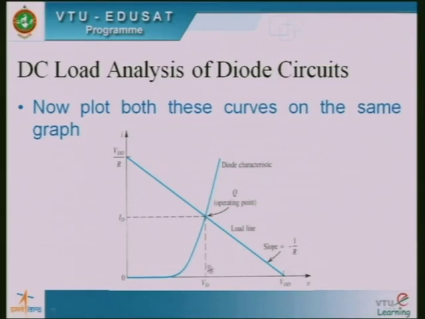So these are the DC conditions. VD and ID are the DC conditions that exist in the diode circuit corresponding to this operating point. So this is how, graphically, we are able to find out the operating point or operating conditions of the diode circuit.